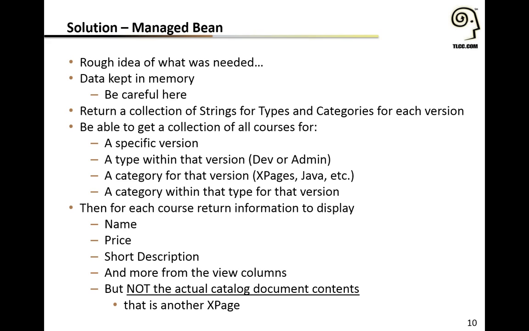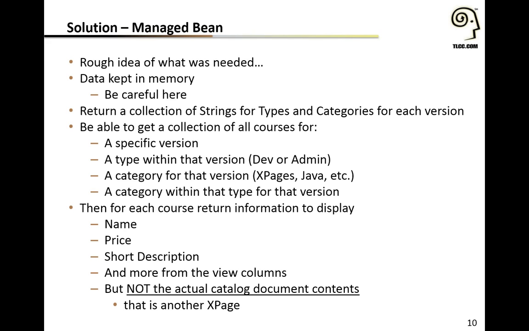So if we wanted to add another type of course, we could do that and not change any code, and figure out what categories exist for each version as well. Then when it comes down to getting the courses, I want to pass to my repeat a collection of courses for, I have a number of different cases when I want to get all the courses for a specific version, or maybe just the developer courses for a specific version, or maybe I want to actually get the XPages courses for Domino 9 and drill down that way.